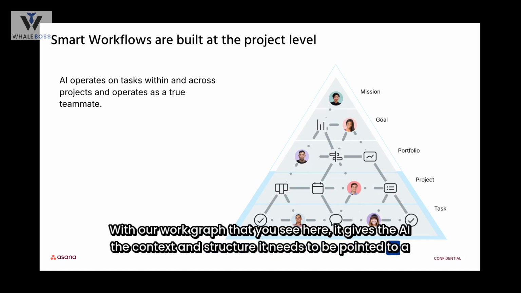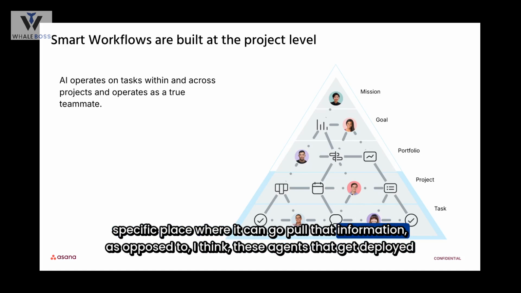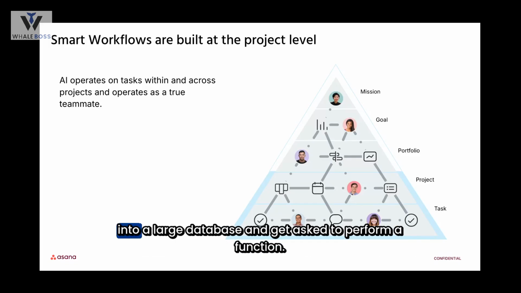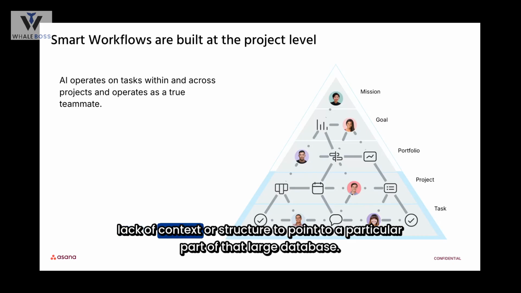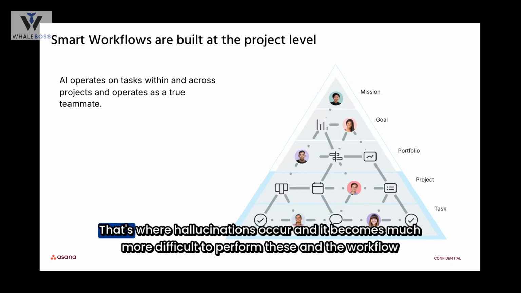to be pointed to a specific place where it can pull that information, as opposed to, I think, these agents that get deployed into a large database and get asked to perform a function where there might be different versions of that document, or old versions of that document, or even a lack of context or structure to point to a particular part of that large database. That's where hallucinations occur, and it becomes much more difficult.